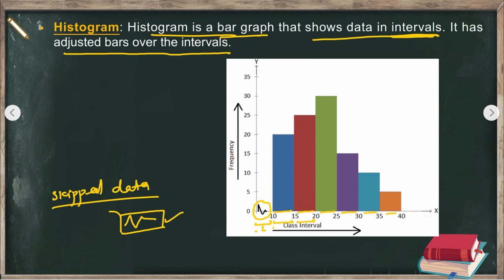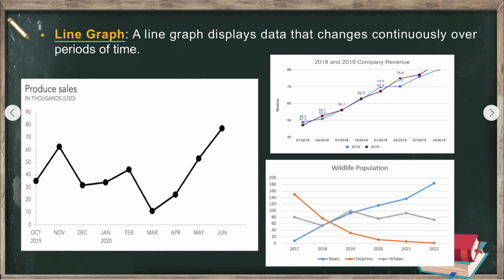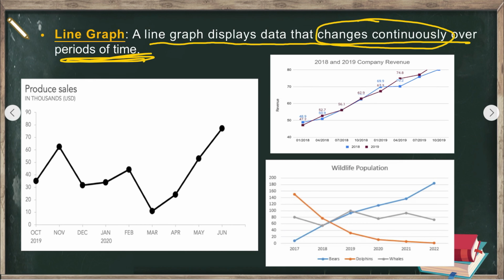After the histogram we have the line graph, which is very important. A line graph displays data that changes continuously over a period of time. Like you are given the months here: October, November, December, January, February, March, April, May, June, and we are given the product sales in thousands. In the various months this company has sold some product. Its sales are shown by this line graph over a period of time.